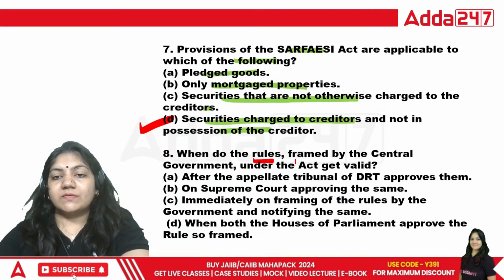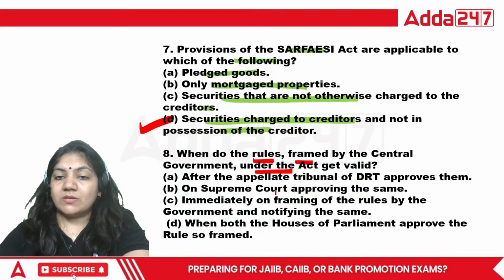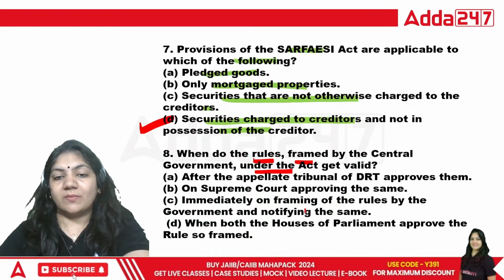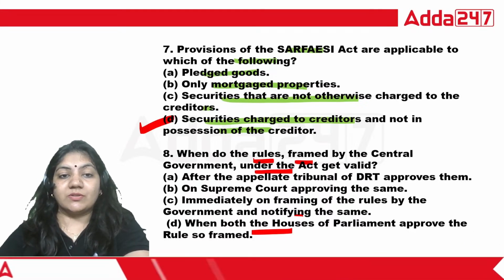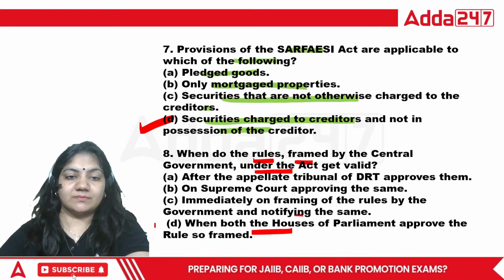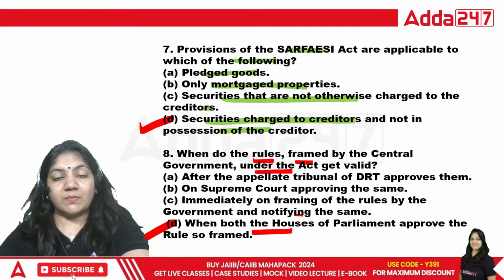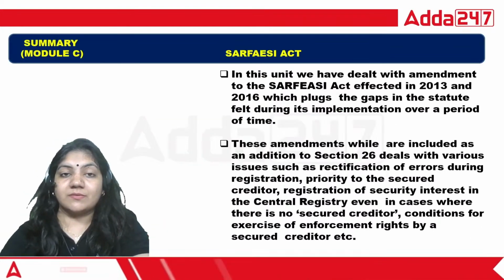When do the rules framed by the central government under the Act get validity? After the appellate tribunal or DRT approves them, on Supreme Court approving the same, immediately on framing the rules by government and notifying the same, or when both Houses of Parliament approve the rules. So whenever the central government makes a rule, it has to be presented before both Houses of Parliament, and only then can the law take effect. So this is the right answer.